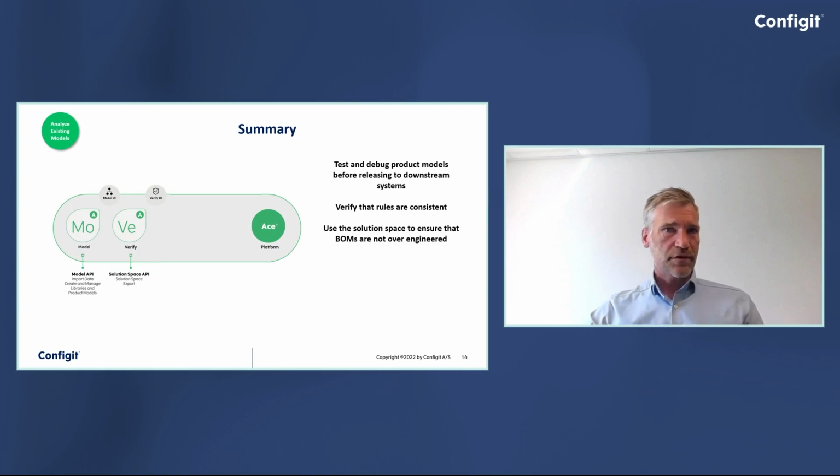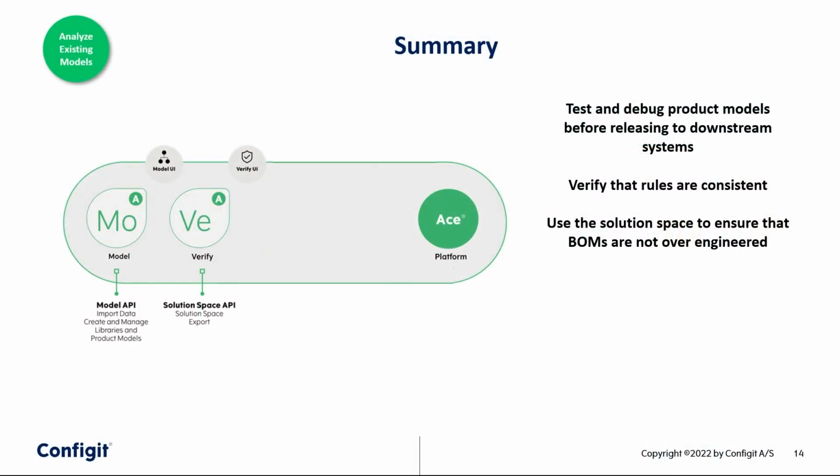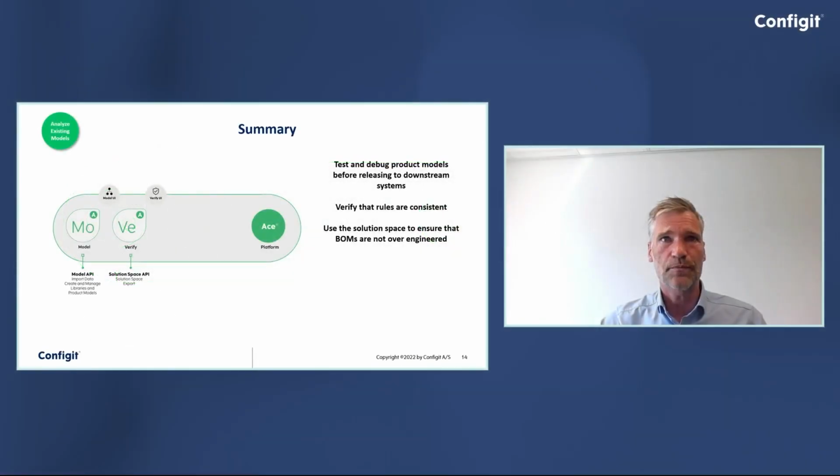Yeah, so to summarize, we've seen 3 different applications of the verify module in ACE that you can use to ensure that your product models work correctly. We've seen how you can test and debug the rules and get good explanations on why the rules behave like they do. We've seen how you can verify formally that the rules that you have created are not in conflict. And we have seen how you can use the solution space to prevent, for example, over-engineering your bill of material, so that you know exactly what parts to consider.